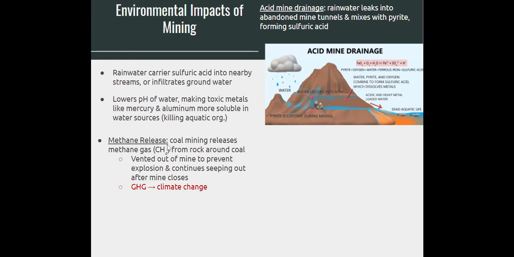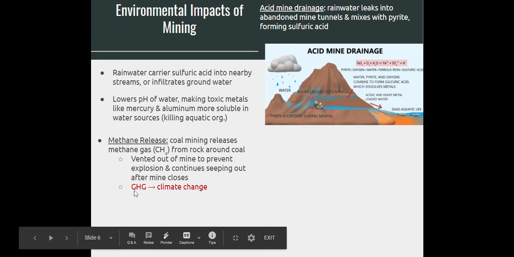Coal mining releases methane when the rock is removed. It goes out into the mine, and if it's in there, that might kill the miners. So it has to be vented out. Otherwise, they might be breathing it, and there might be an explosion, which is not good. After the mine closes, it continues to go out. Well, what does methane do? It's a greenhouse gas, which leads to climate change.